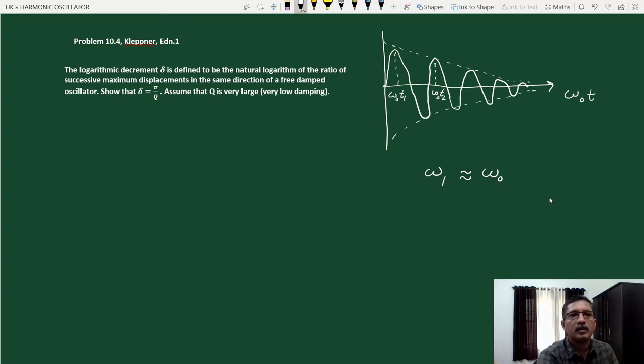Let us write down the two displacements. The displacement x1 at the time t1 is, what is the displacement at any time of a damped oscillator? Amplitude A, but the amplitude is not a constant, it is e to the minus gamma by 2 into t, so here the time is t1, and let us say it's a sine function. I have drawn here a sine function. Sine omega, we have to write actually omega 1, but omega 1 is approximately equal to omega 0. So this is sine omega 0 t1. And let us assume that the initial phase is 0.